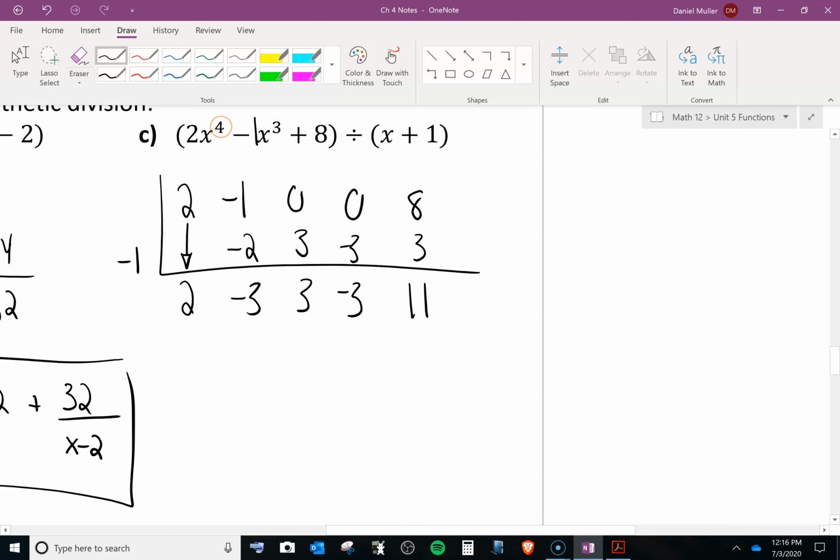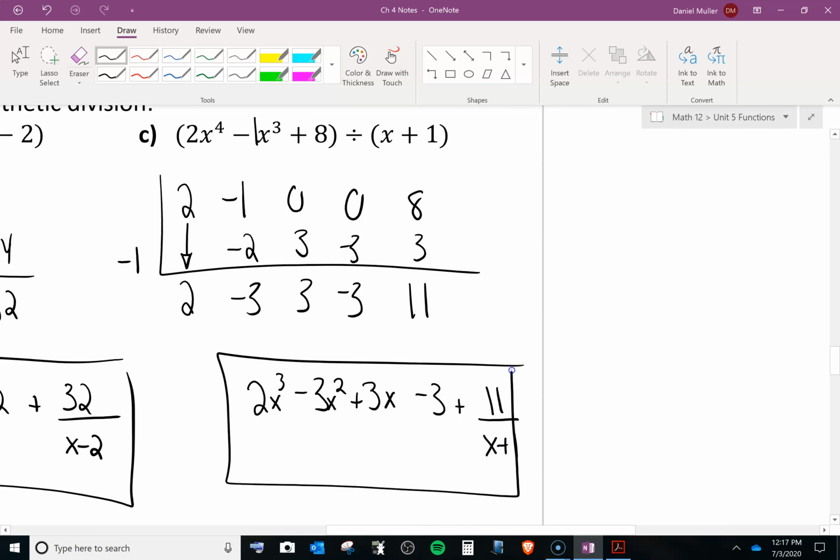So I have an x to the 4. So, wait, I should write these down. 2, -3, 3, -3, and 11. So I had an x to the 4. So I'll start with an x cubed, then an x squared, then an x. I should put a plus sign here. Then no x, then the remainder. And I should put a plus sign here. And that is my answer.